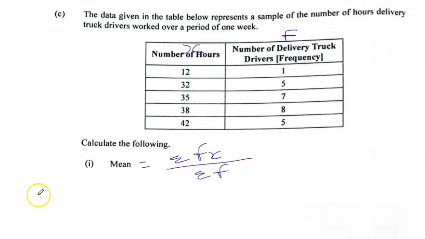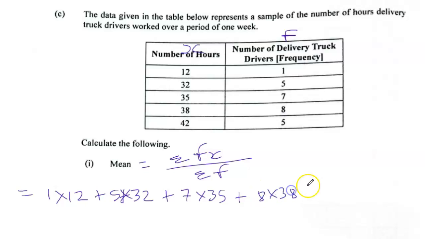So sum of fx, beginning from across here. So sum of fx, f times x. So 1 times 12, or 12 times 1, the order is not important, plus 5 times 32, plus 7 times 35, plus 8 times 38, plus 5 times 42. I'll enter these in the calculator.